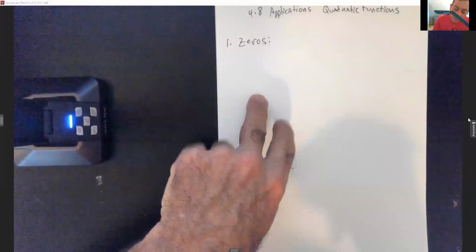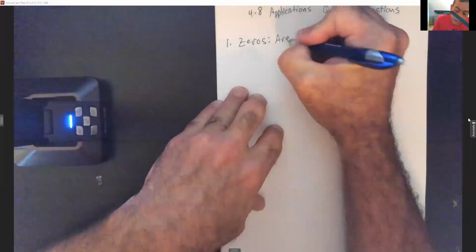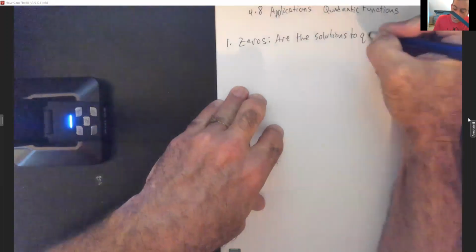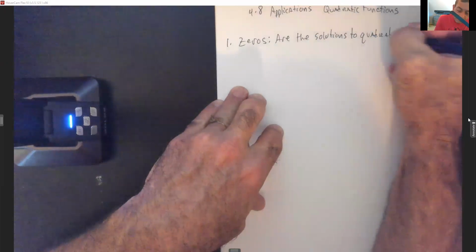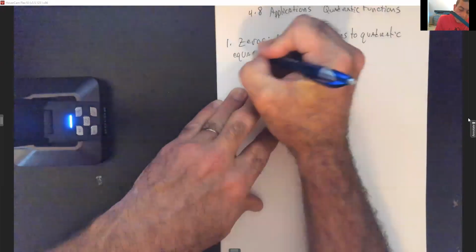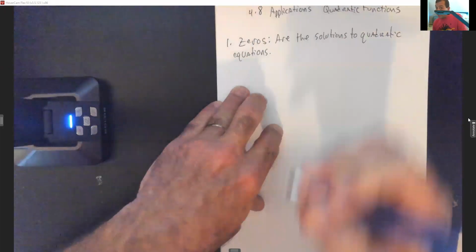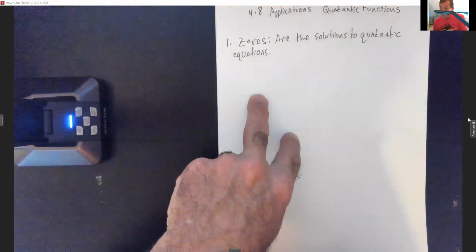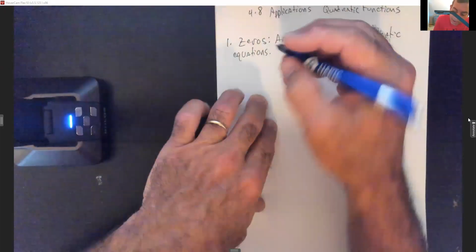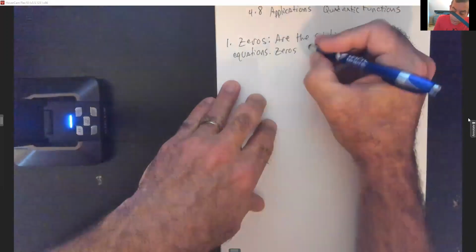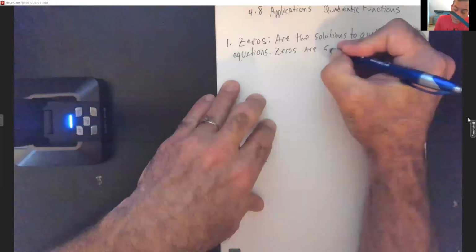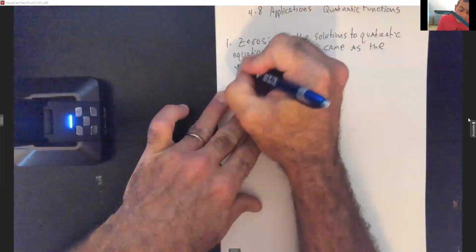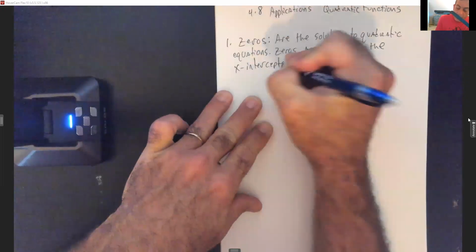So remember, zeros are solutions to quadratic equations. Really, any equation is set equal to zero. When you find that variable, it's going to be a zero of that function, okay? So they're solutions. And we also said zeros are the same as the x-intercepts of the graph.